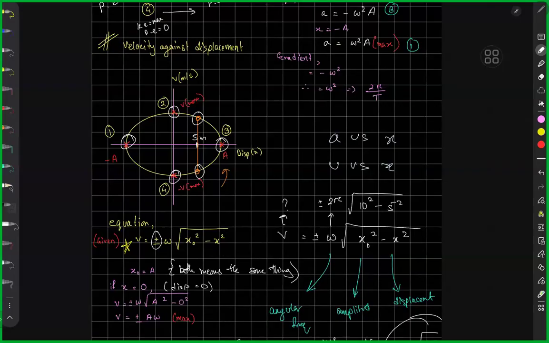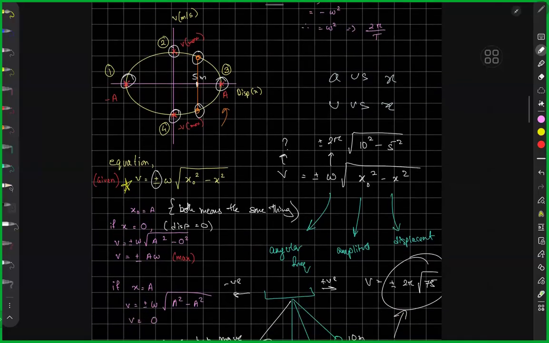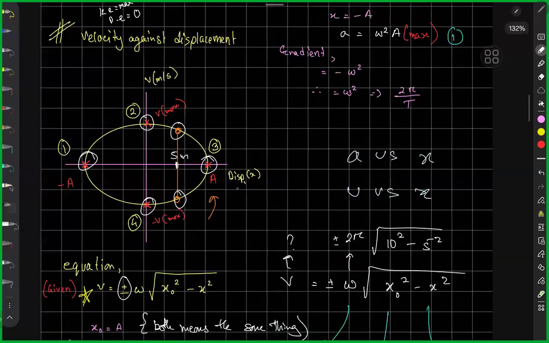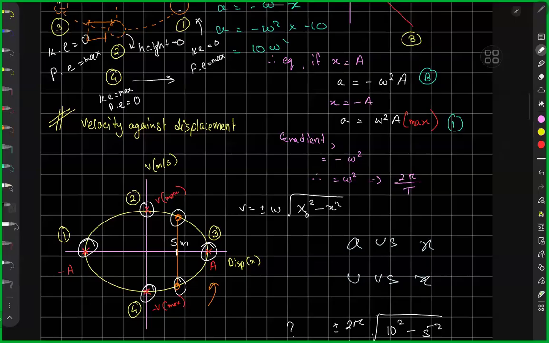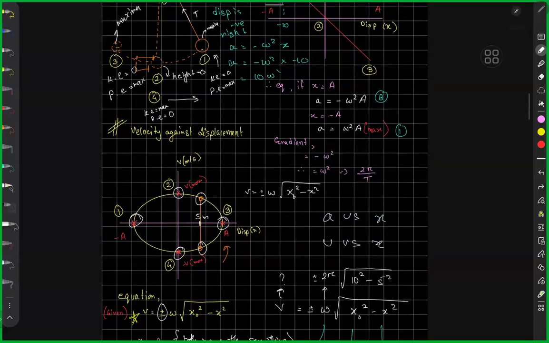So I'm explaining everything somewhat qualitatively. I've been showing you the equation, but this is why you have the plus minus. Could you explain that again? Why there's plus minus? Let's say I have this equation, V is equal to plus minus omega root over x naught square minus x square. You know what x naught is? X naught is the amplitude of the entire system. So this position is the amplitude, position 3 and position 1. One is negative amplitude, one is positive amplitude.